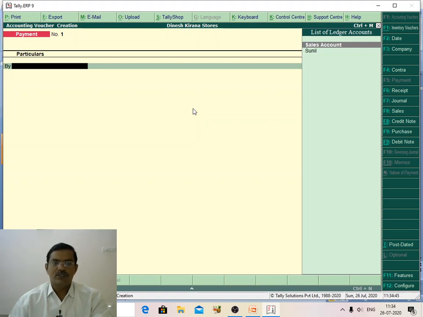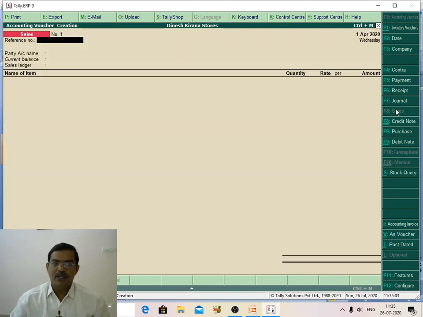Now I want to change the screen to item invoice mode. How can we change it? Use Ctrl+V or Alt+V, and we can show you how to change the invoice mode. First I have to select Sales. Here the screen is item invoice mode.